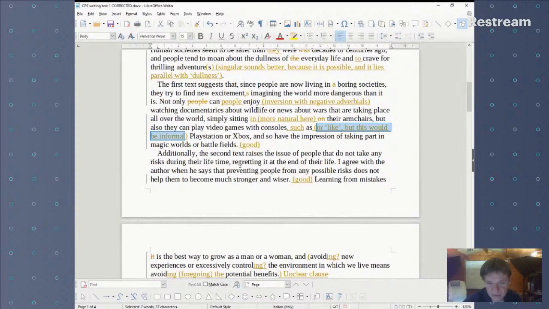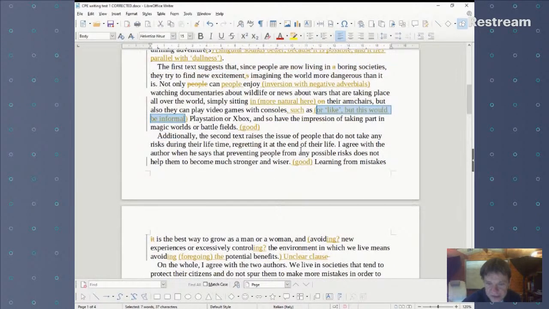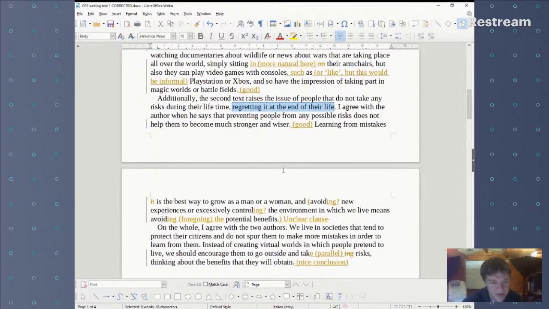Additionally, the second text raises the issue of people that do not take any risks during their lifetime, regretting it at the end of their life. Look at that nice participle phrase at the end again. Good style. I like it. I agree with the author when he says that preventing people from any possible risks does not help them to become much stronger and wiser. Good. Learning from mistakes is the best way to grow as a man or woman.